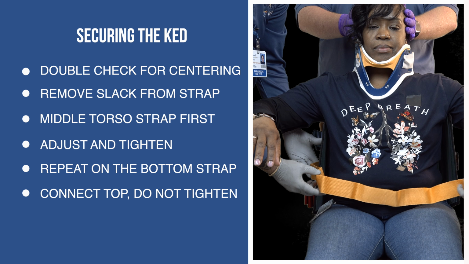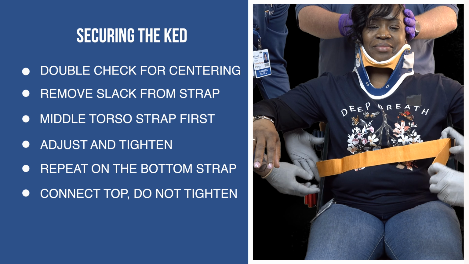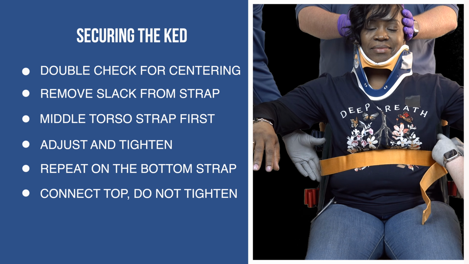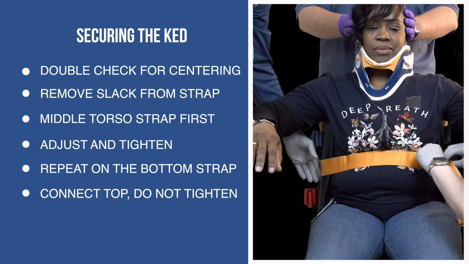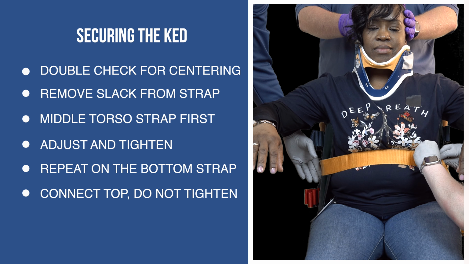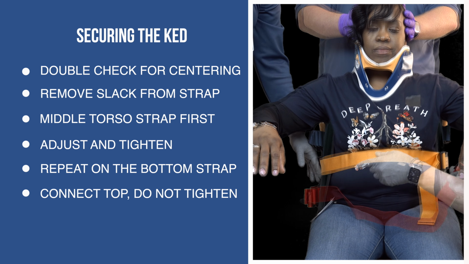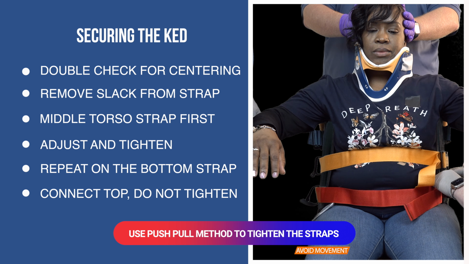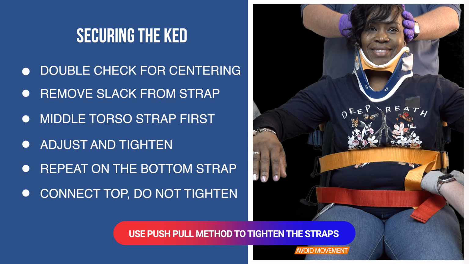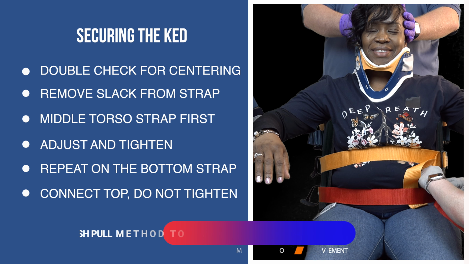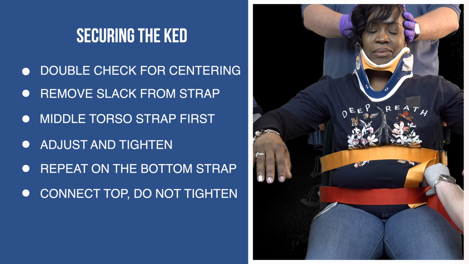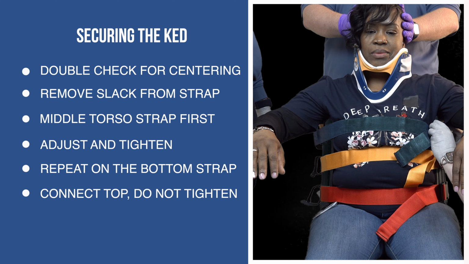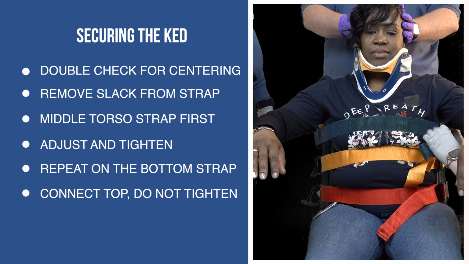Begin securing the KED to the patient with the middle torso strap. Take out as much slack as possible before buckling. This will reduce the amount of adjustment that the strap will need after it has been wrapped around the patient. Tighten the strap using the push-pull method in order to minimize any sideways movement of the patient. Repeat this process with the bottom strap. For the top strap, remove the slack and connect the strap, but do not tighten it yet.